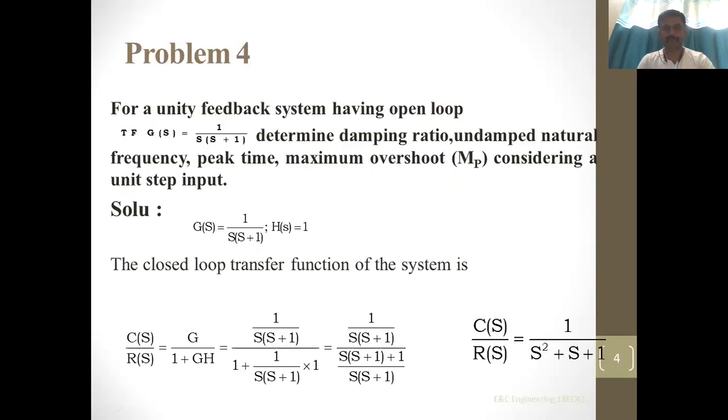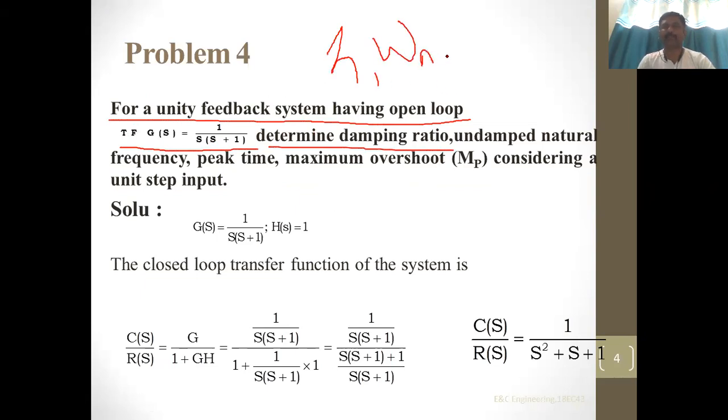Is it okay? Now I shall concentrate on the problem, that is problem 4. What is the statement associated with this problem 4? It says for a unity feedback system having open loop transfer function G of s equal to 1 divided by s into s plus 1. Determine damping ratio xi, undamped natural frequency omega n, then peak time Tp, followed by maximum overshoot Mp.